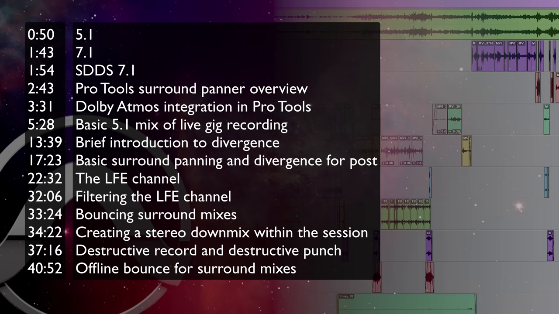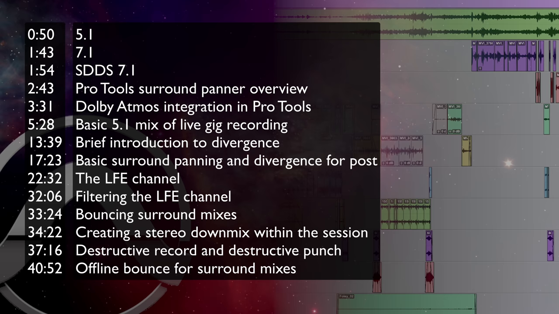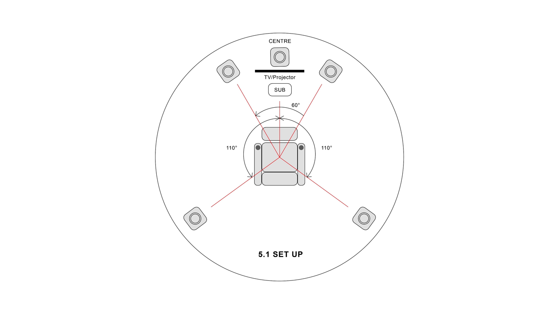Let's make a start then and talk briefly about what 5.1 and 7.1 surround sound actually is, starting with 5.1. 5.1 uses 5 full bandwidth channels with the speakers arranged as shown. This is actually the ITU recommended speaker layout. The channels are left, centre, right, left surround and right surround. Ideally, all of the speakers should be positioned equidistant from the mixing position.